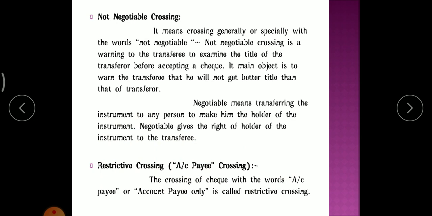Okay, so let's see what you mean by restrictive crossing or account payee crossing. The crossing of a check with the words "account payee" or "account payee only" is called restrictive crossing. So whenever "account payee" or "account payee only" is written on the check on the left hand side top, it is known as restrictive crossing. Clear? Now, what do you mean by not negotiable crossing, and what do you mean by account payee crossing? Clear?